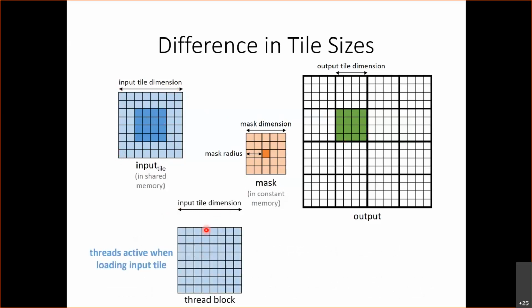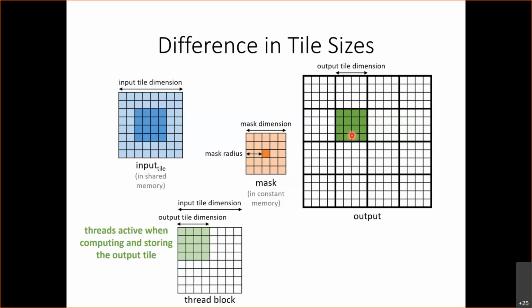All the threads are going to be active when we are loading the input tile. But then after we load the input tile, only some of the threads are going to be active when we are computing and storing the output tile. So when we have this mismatch between our input tile size and our output tile size, what we can do is over-provision the number of threads such that we have some threads that are only responsible for loading from the input tile without computing. And only a subset of these threads are used to compute.